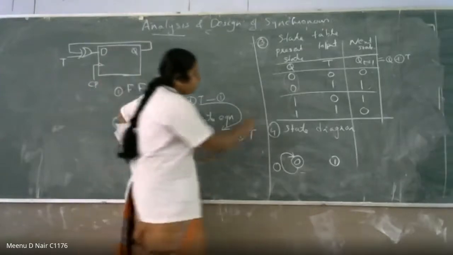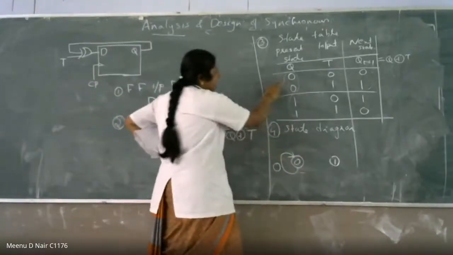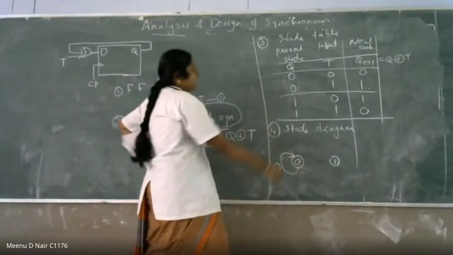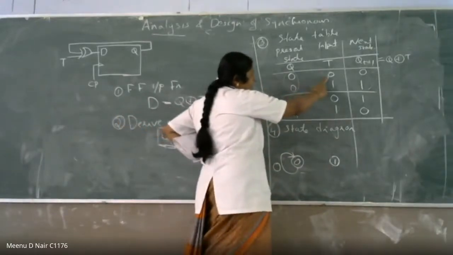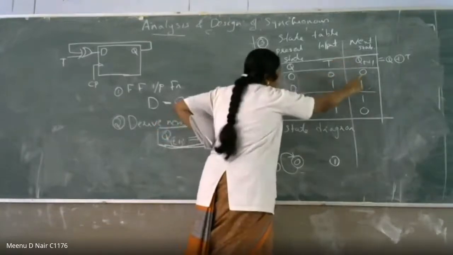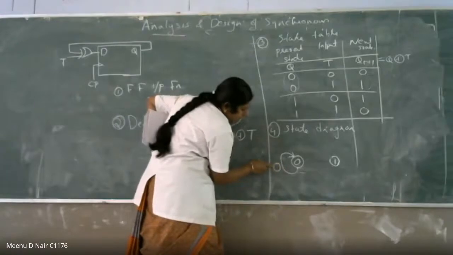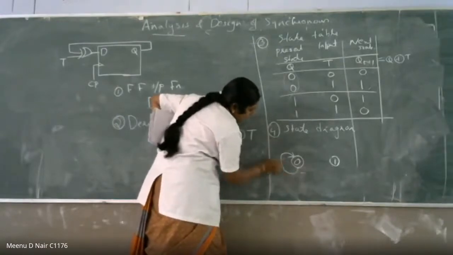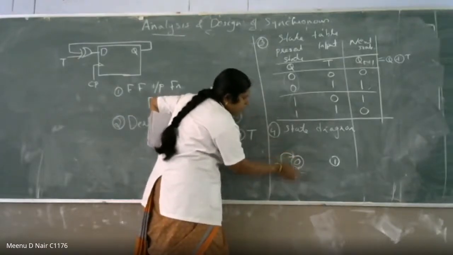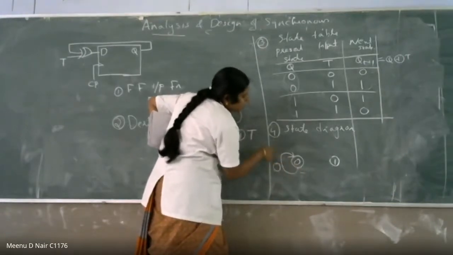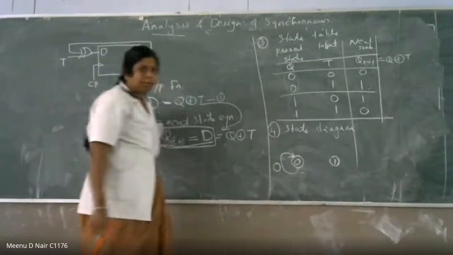Okay, you have 2 present states, that is 0 and 1. So you are marking 0 here and 1 here. Then when you are giving 0 as your input, what is the next state? Next state is 0 only. So this 0 represents the input and this arrow mark represents where it is going. If you are giving 0 input, it will be going to 0 only. That is the meaning. Okay.